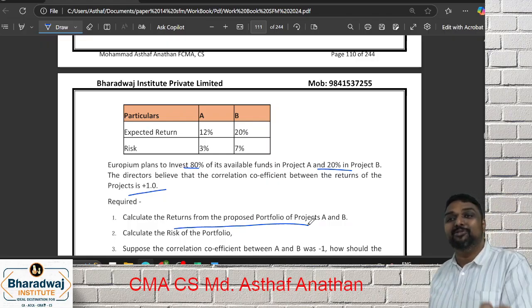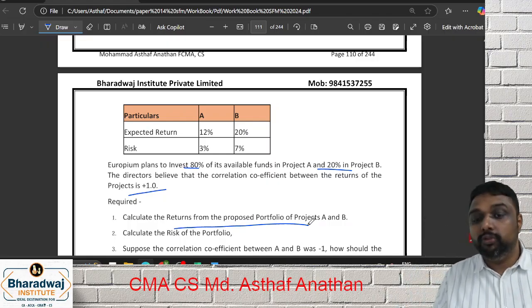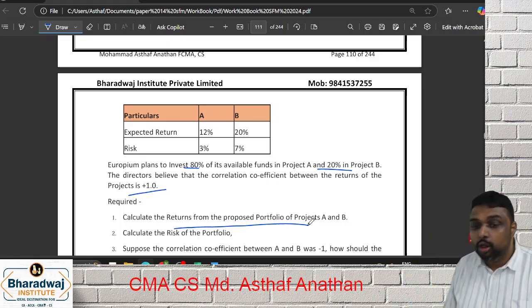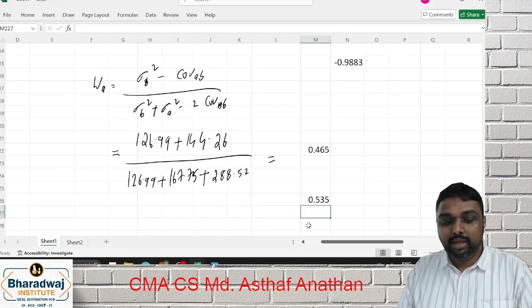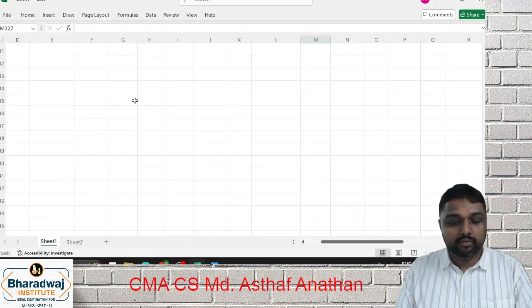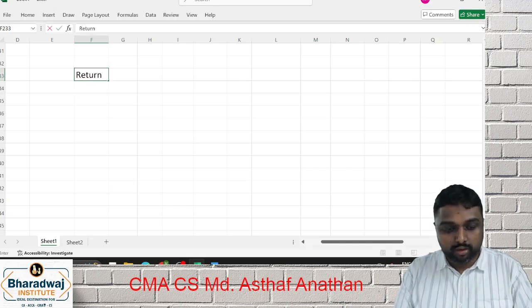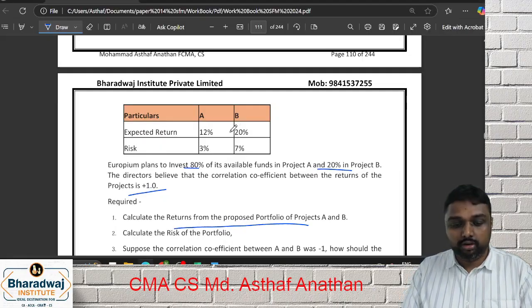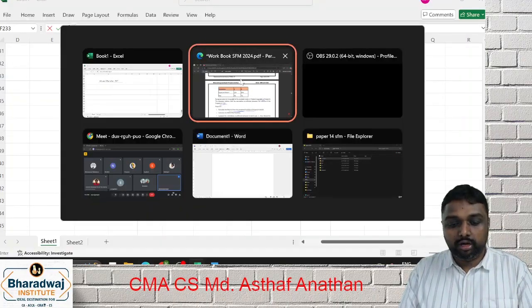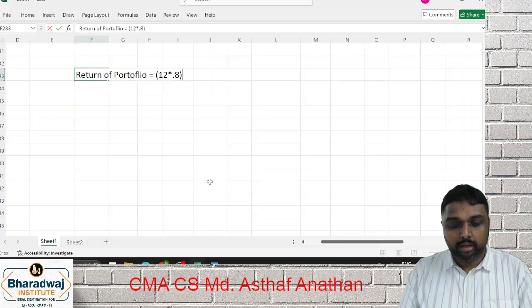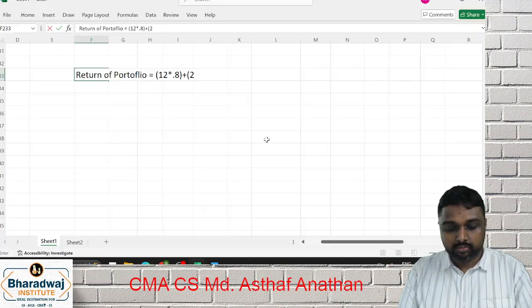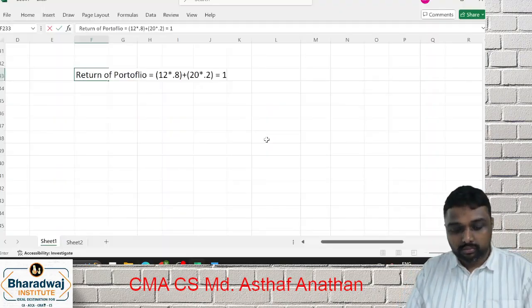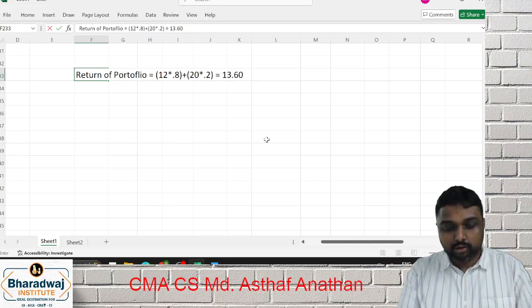Here you have to approach with the formula. You can go for the table method only if the full data is there, yearly or probability data. Otherwise you have to do the formula method. Are you ready, friends? For me, I can do it very fast. First, you can go for return of the portfolio. We are expert on that: weight of security into return of security. So 12 into first security weight 0.8 plus second security weight 0.2. So what will be the answer, friends? 13.6. This is how you have to get.